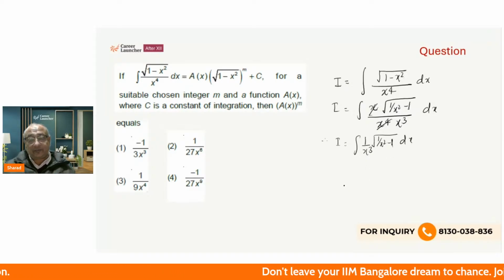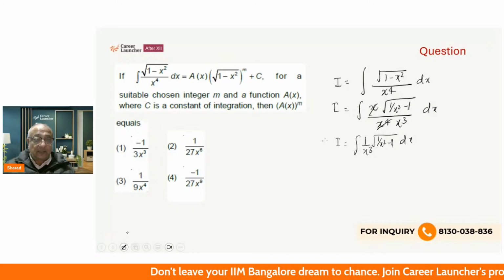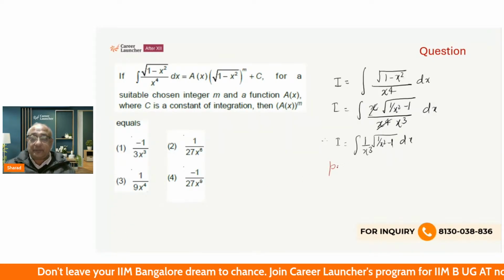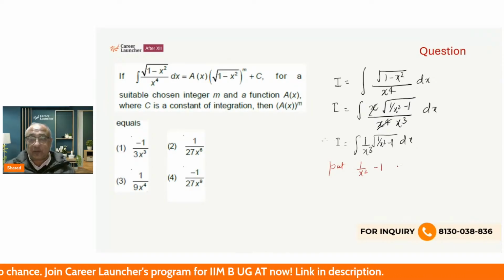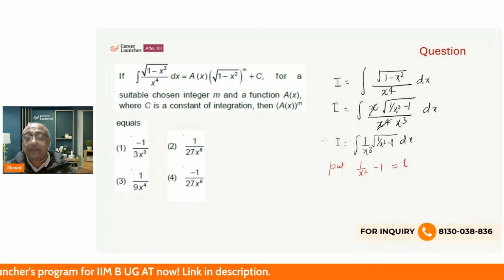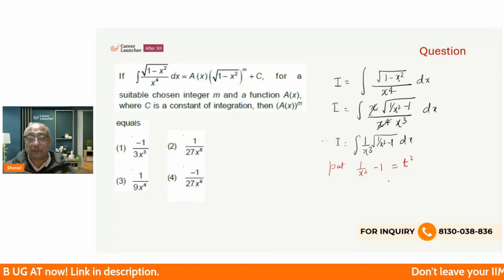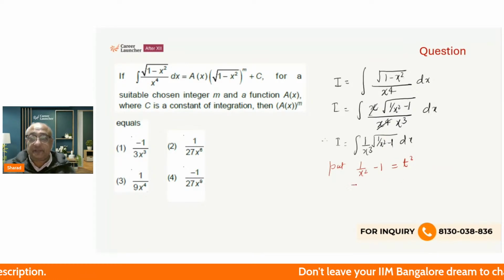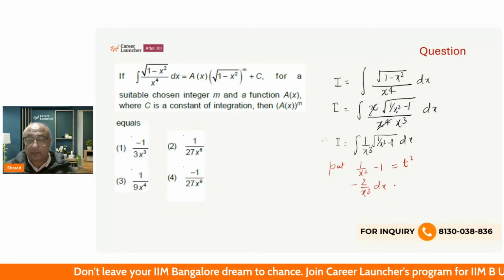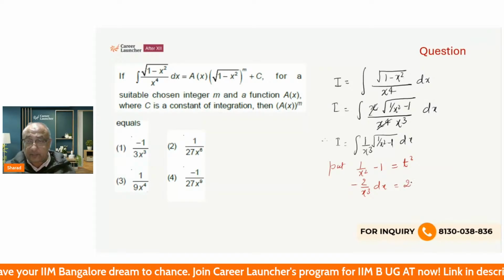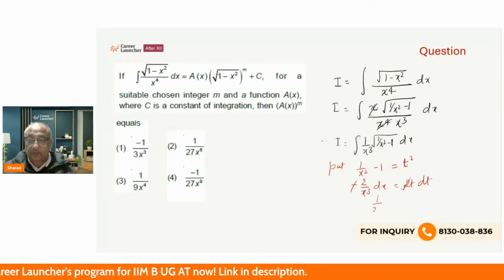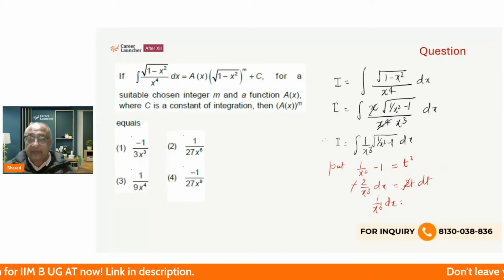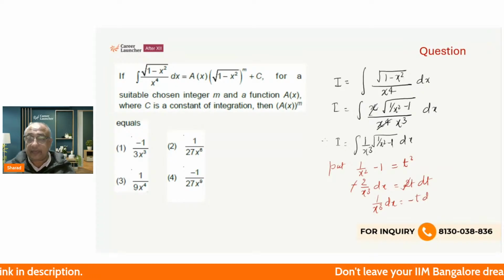So what will I take now? Substitution. I will take substitution as 1 upon x square minus 1 as equal to not t but t square, so that this under root goes out. If I do that and differentiate, I'll get minus 2 upon x cube. Sorry for my little bit of cold. So this is 2t dt. This 2 and 2 will get cancelled, kids. And this will be 1 upon x cube dx is equal to minus t dt.